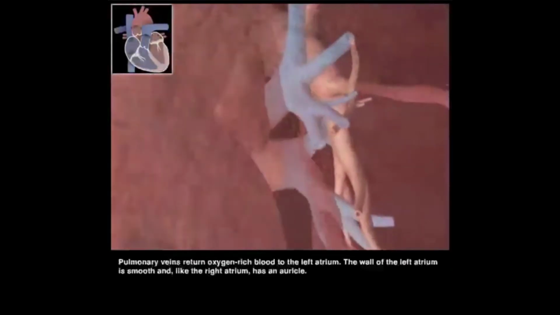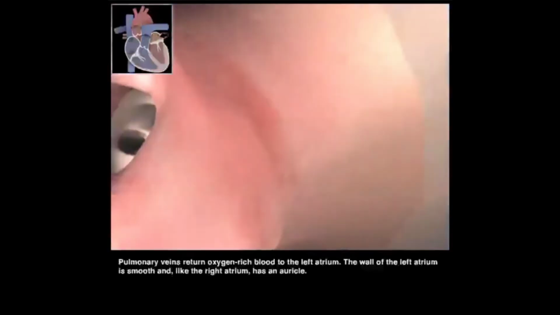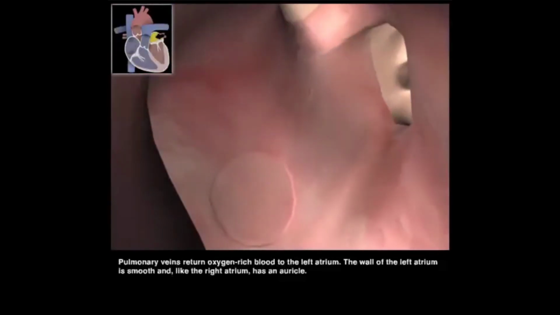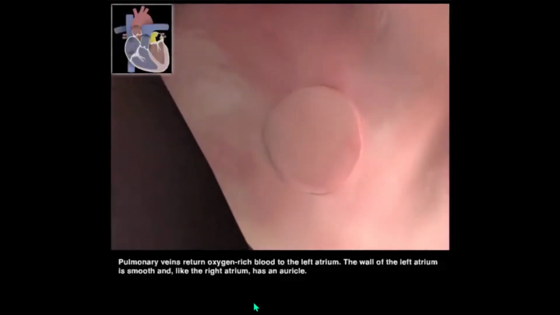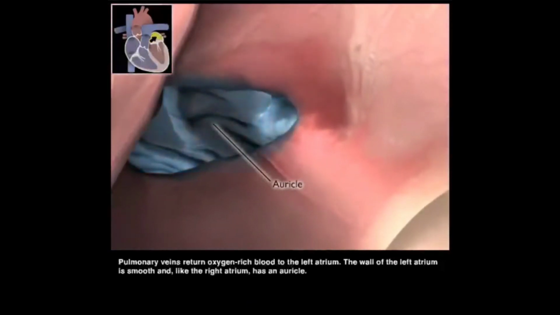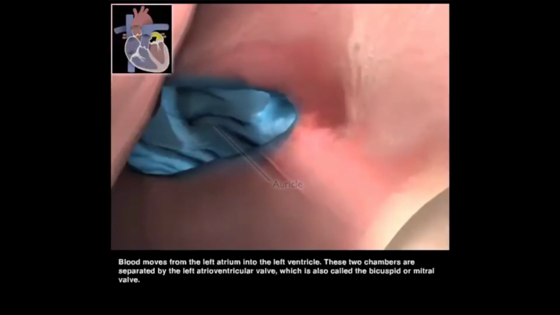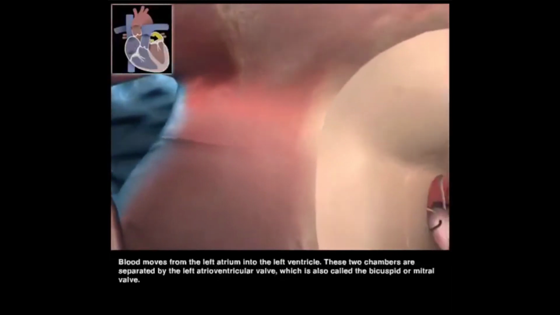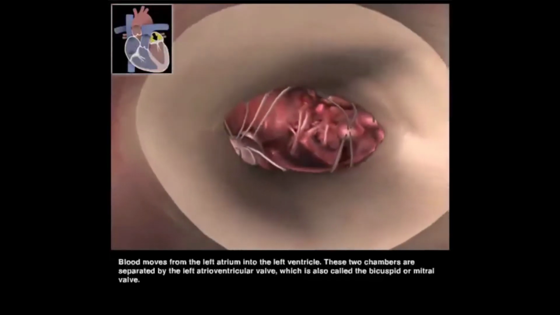Pulmonary veins return oxygen-rich blood to the left atrium. The wall of the left atrium is smooth and, like the right atrium, has an auricle. Blood moves from the left atrium into the left ventricle.